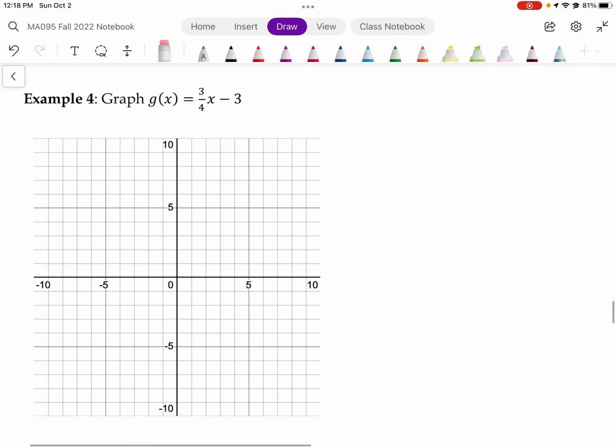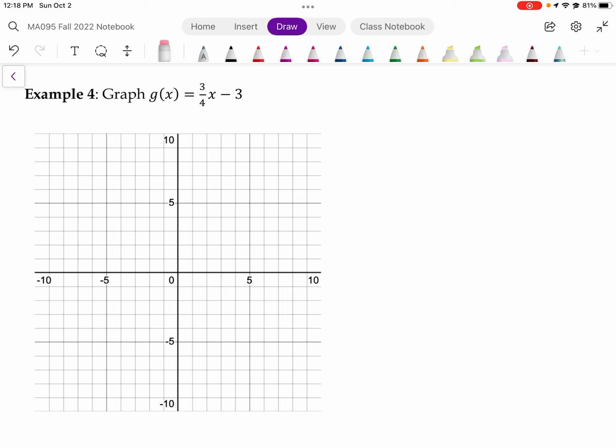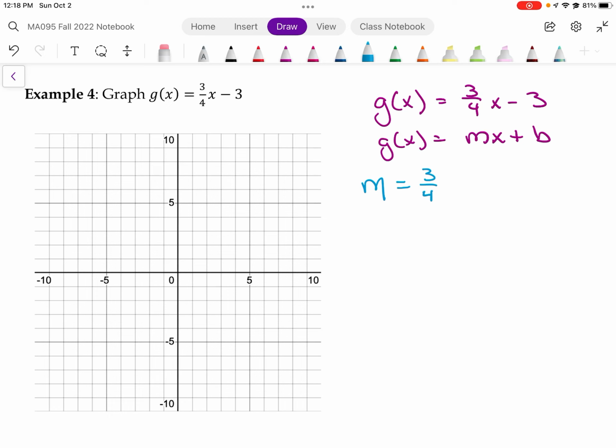All right, so graph g of x equals 3/4 x minus 3. Let's look at g of x equals 3/4 x minus 3, and I'm going to write g of x equals mx plus b right underneath it. You can do that too if you want to. My m is going to be 3/4 and my b is -3. Be careful, there's a negative there. The equation has a plus, and if there's a minus, that means b is negative.